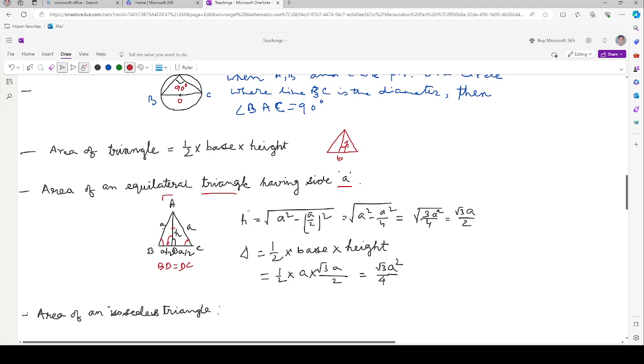Using the Pythagorean theorem, we can find the height h equals root over of a square minus (a by 2) whole square, equals root over of a square minus a square by 4, equals root over of 3a square by 4, equals root 3 a divided by 2. So here the base equals a and the height equals root 3 a by 2. Using this formula, we can easily find the area of an equilateral triangle equals half into base into height, that is half into a into root 3 a by 2, equals root 3 a square by 4.